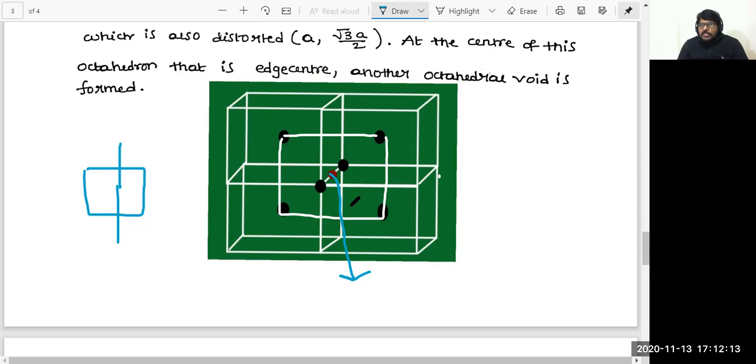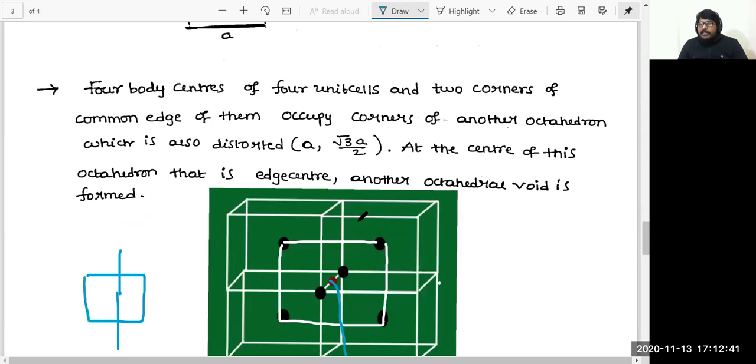Why is this also distorted? You can see from this edge center to this, the distance is a by 2. From this edge center to the body center, definitely the distance is not a by 2. That will be a by root 2. Hence, this is also what we call a distorted octahedral void. So we have taken the proof.